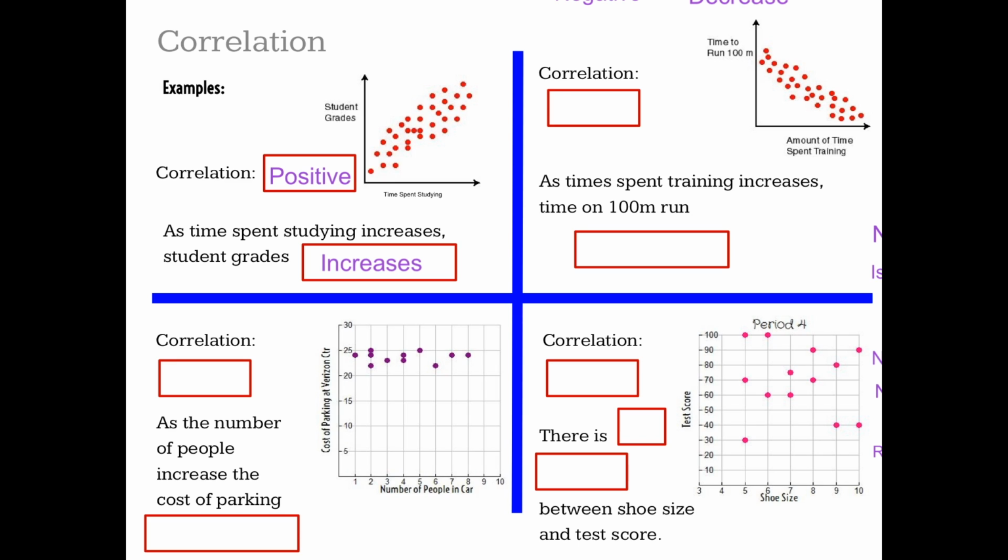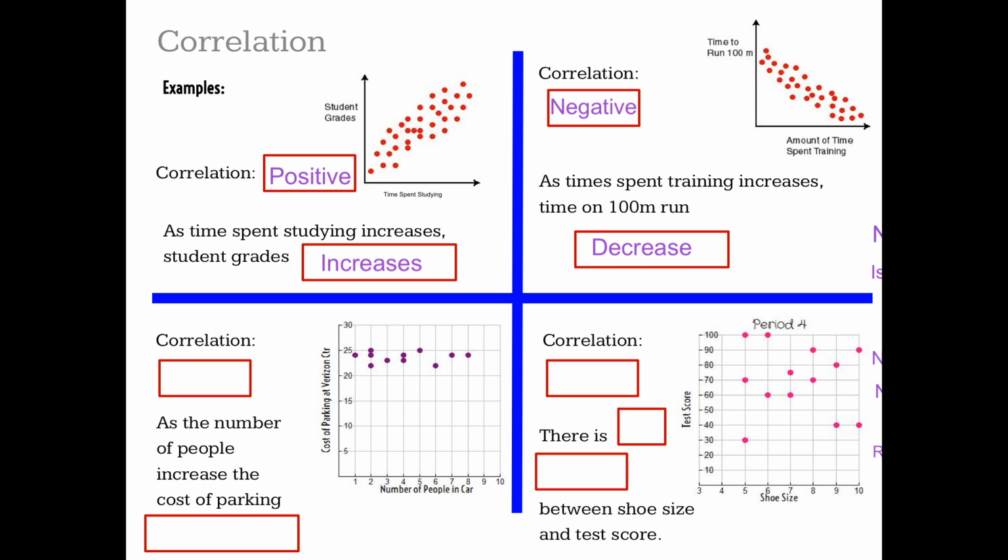Now let's take a look at the upper right-hand corner. This correlation is what we call negative. As time spent training increases, time on the 100-meter run decreases. So, as one thing goes up, the other thing goes down. This is what we call a negative correlation. Now, going faster in the 100-meter run is obviously a good thing, but just because it's a good thing doesn't make it a negative correlation or positive correlation. It does not matter what the situation is. That is not what makes correlation positive or negative. In this case, it is a negative correlation because as one thing goes up, something else comes down.